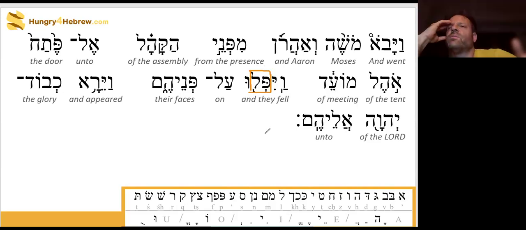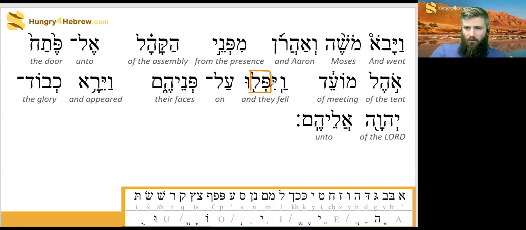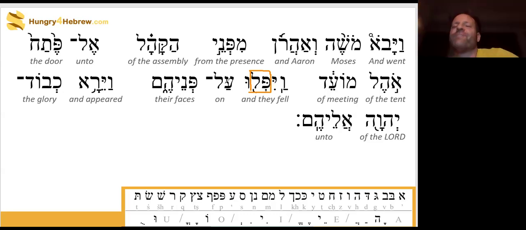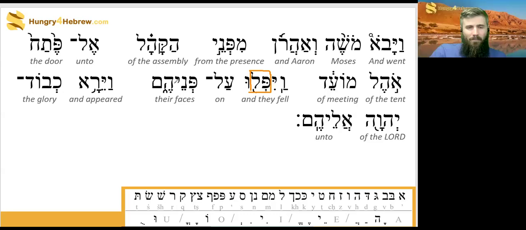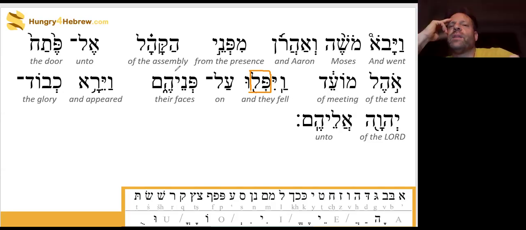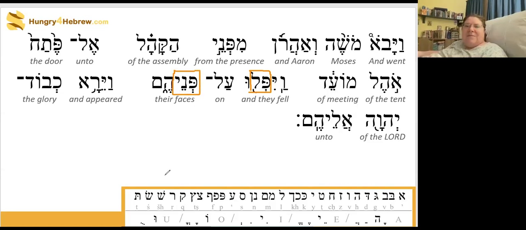And it's a yiktol. It's a vayiktol, yes, vayiktol, sorry. And they, nafal, they fell. Now, nafal is an easy one to remember because the word fall is in the word nafal. Very easy. Al panehem, what's the root of panehem? Panim hema. Yeah.